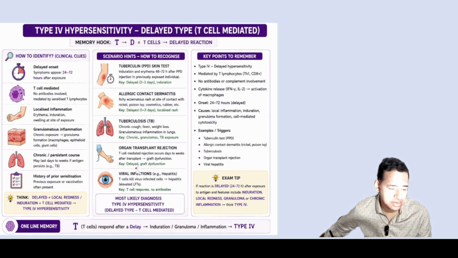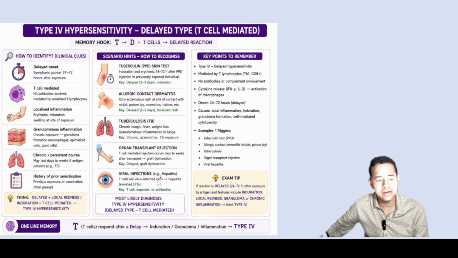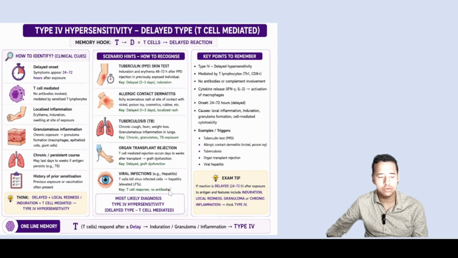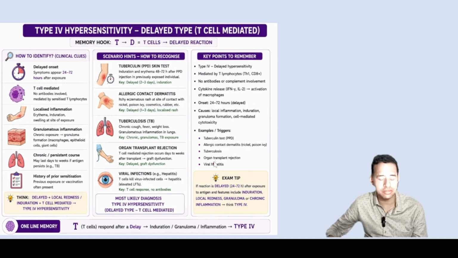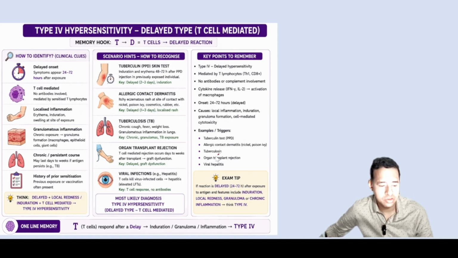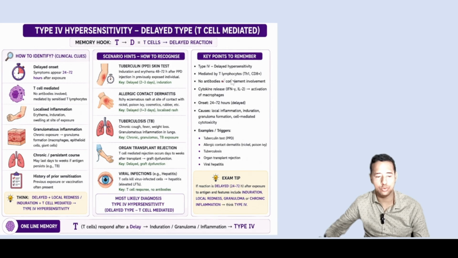Next is delayed graft dysfunction. Viral illness and T cell kills virus infected cell, hepatitis and elevated liver function test. T cell response with no antibody. So the most likely diagnosis is type 4 hypersensitivity. Delayed type is T cell mediated. You have to know this, and these are all the key points you have to remember.